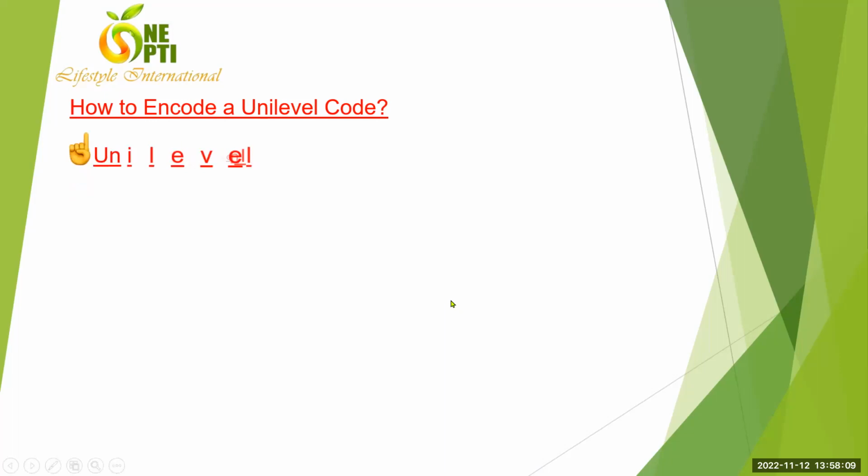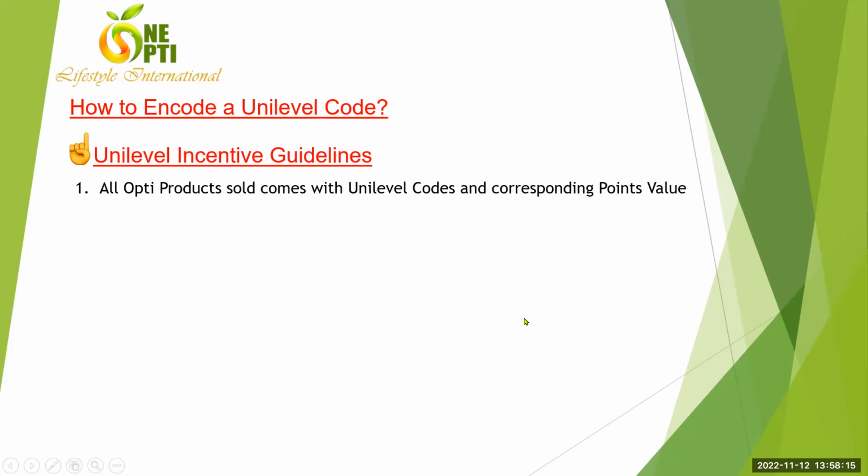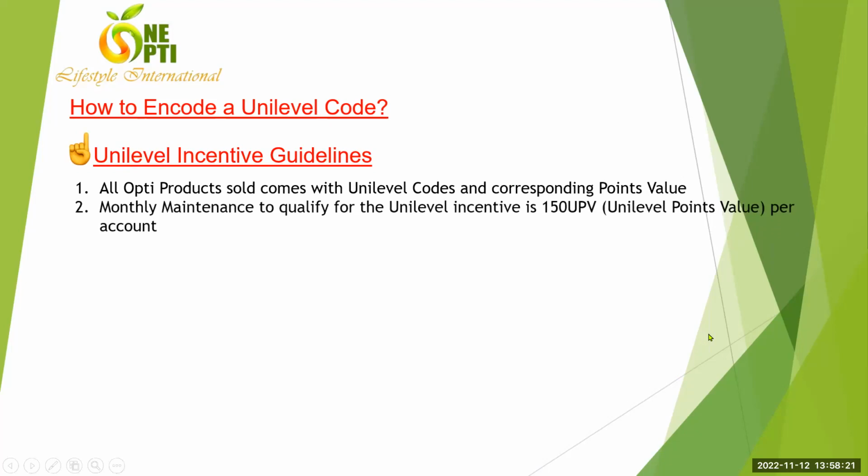Okay, so just a quick tip. Some guidelines here. All of your products sold come with unilevel codes and a corresponding points value. Monthly maintenance to qualify for the unilevel incentive is 150 unilevel points value, and this is per account. So if you have a huge network, let's say for example you have 7 accounts, and all of those 7 accounts have an active unilevel team or group or sub teams, then make sure to maintain 150 points for all those 7 accounts, so you will not lose any of those commissions.